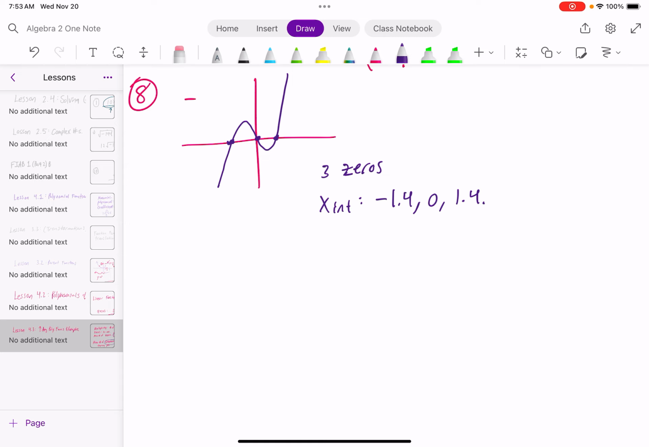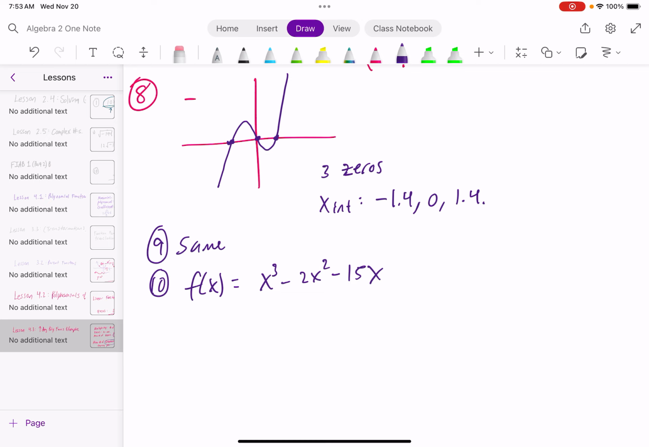Okay, number 9 is the same. Number 10 says f of x is x cubed minus 2x squared minus 15x. Write it in factored form. What are the zeros? So this is interesting, right?